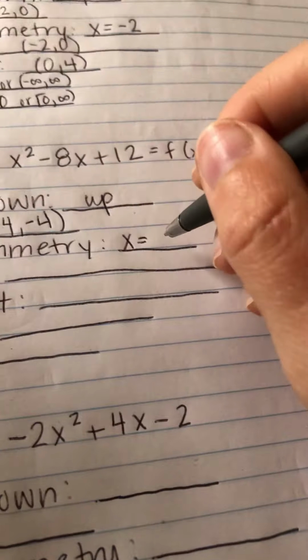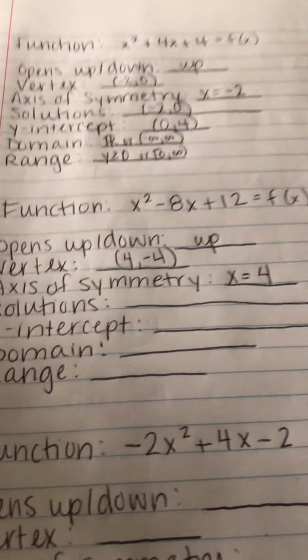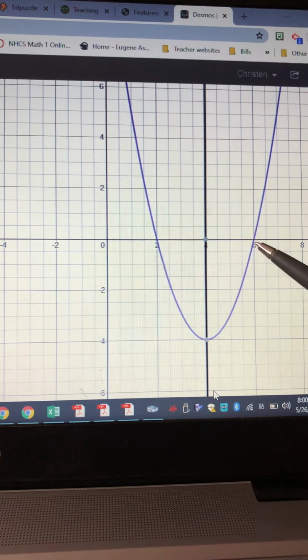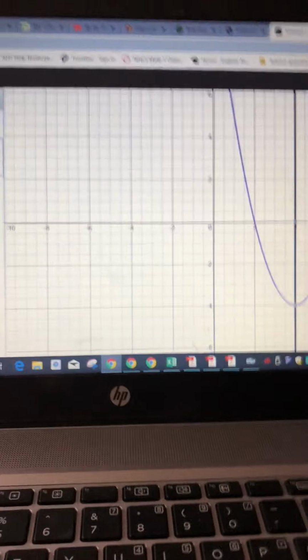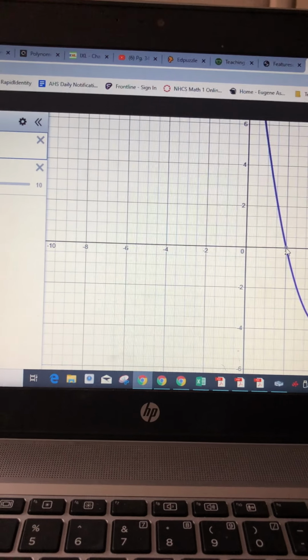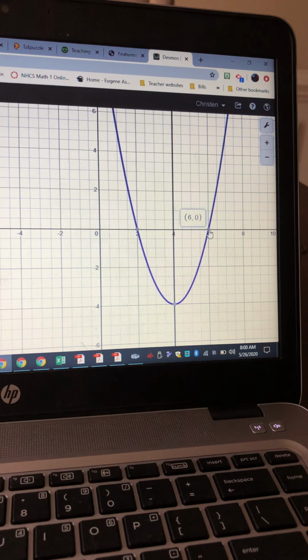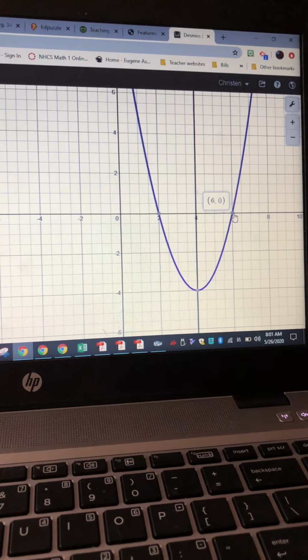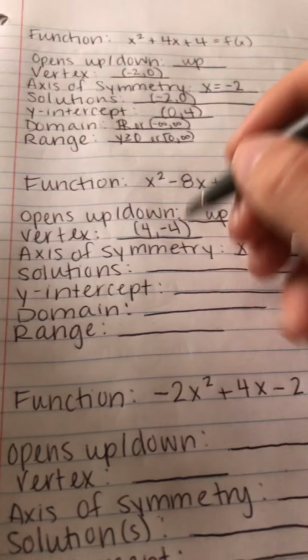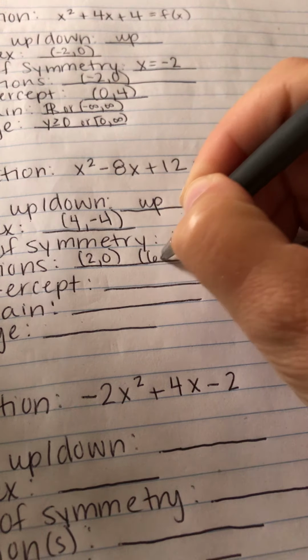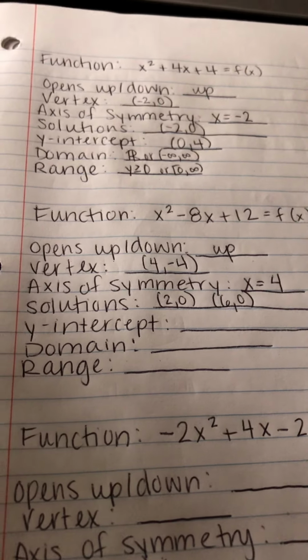All right, remember solutions, those are like our zeros, and our zeros happen when it hits the x-axis. So what two numbers does it cross on the x-axis? If we look here, it looks like it's going to cross 2 and 6. We can always hover over and click to make sure it says 2, 0, and hover over to make sure it says 6, 0. So those are our two solutions here, our two zeros: 2, 0, and 6, 0.